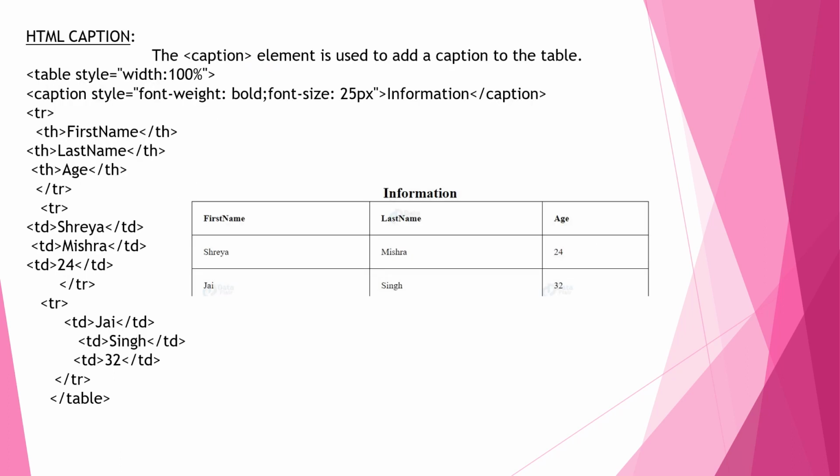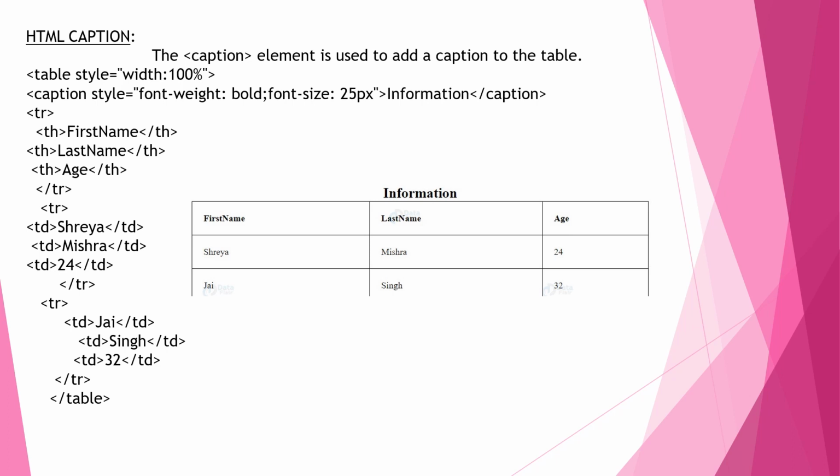HTML caption. The caption element is used to add a caption to the table. The caption is the table heading. We specifically want a table to have a heading so we can easily recognize what the table is. So here we'll use the HTML caption for it.